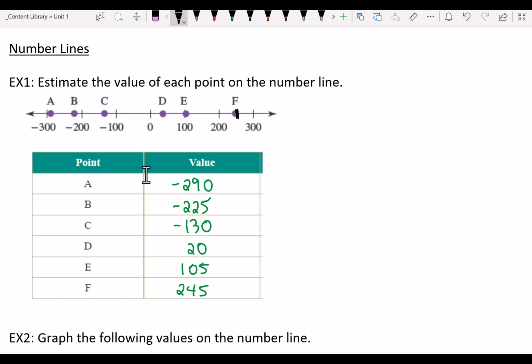If you look towards the negative values, you could take a look at A. That's almost to negative 300, but it's not quite. So that's why I have it listed as negative 290. And the same thing with like B. It's just past negative 200. So I have it listed as negative 225.